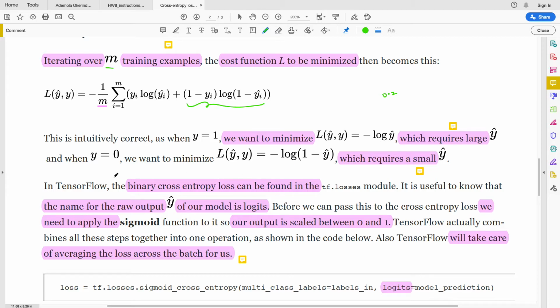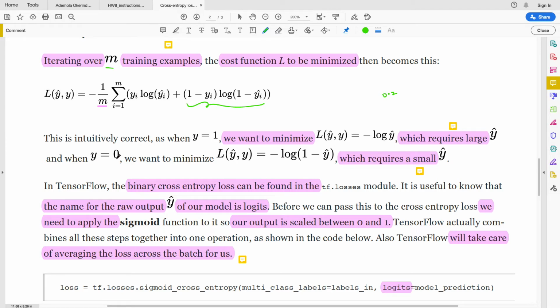Okay. So essentially, this requires a large y hat. That is, for this equation to work in line, y hat has to be as close as possible to 1. So if it is 1, then we have 0, which favors what the loss actually wants, that is to be minimal.